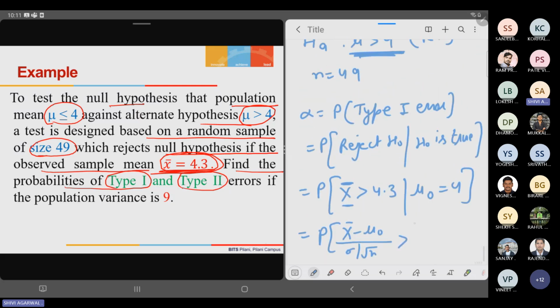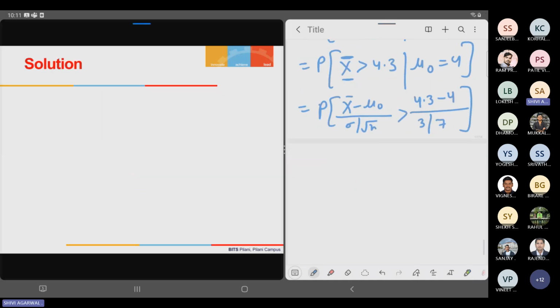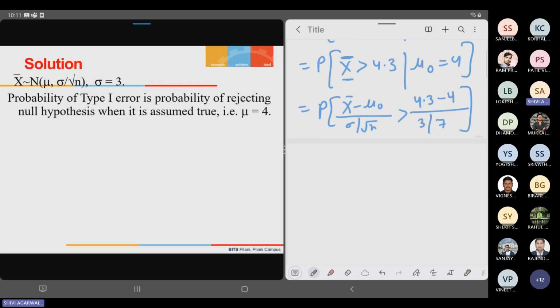So 4.3 minus mu naught, which is 4. Sigma is given as 9, so variance is given as 9, so sigma is 3, upon the square root of n, which is 7. Now you can just calculate this value. So X bar follows the normal distribution with parameters mu and sigma upon root n. Sigma is given as 3, and mu is equal to 4, which we have to consider.